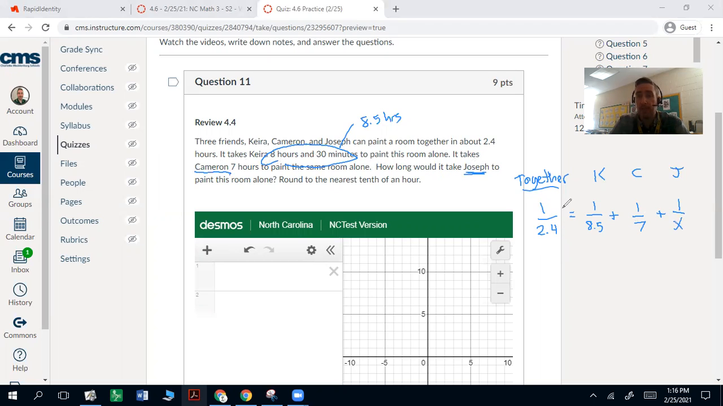So the important part is to have the together one on its own side of the equation and the other three individual ones added together. So I'll show you graphically and by hand.